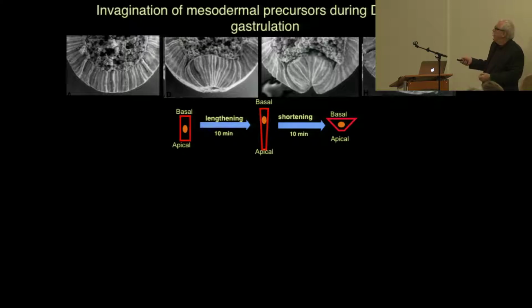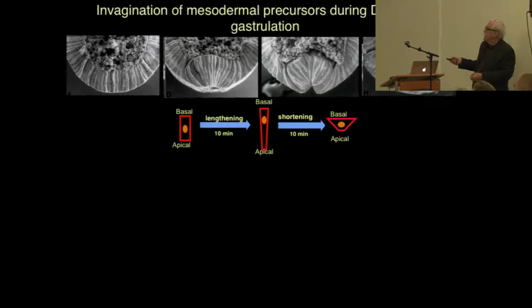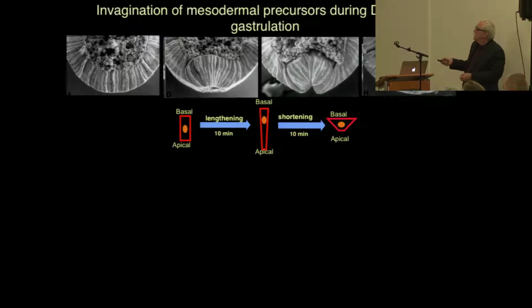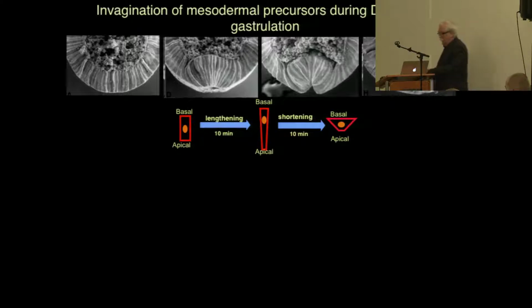And then after about, depending on the temperature, 7 to 10 minutes, the cells suddenly undergo a second step where they shorten. Because they've constricted their apices and they shorten, their bases have to expand, and it's that conversion from essentially a square cell into a trapezoidal cell that produces this torque that drives the internalization of these cells.